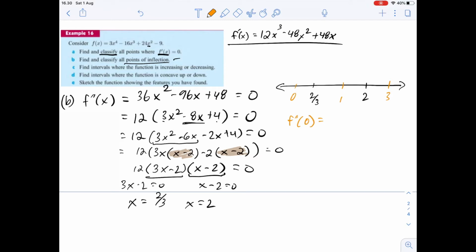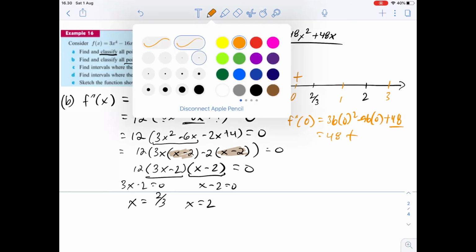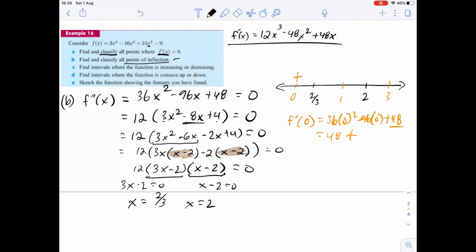So f double prime of 0. Well, you can see that's just going to be 36 times 0 squared minus 96 times 0 plus 48. And you're just going to get 48, which is just a positive number. Which means that on this interval right here, f of x is concave up.